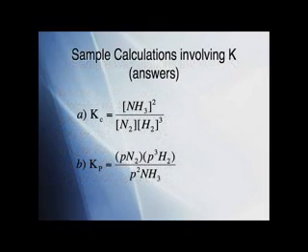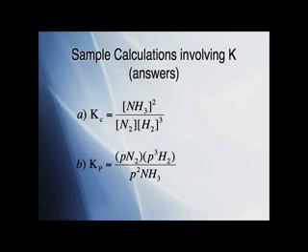Welcome back. Let's see how you did. The first reaction was the reaction of nitrogen gas and hydrogen gas to form ammonia, or NH3. Remember, when we do an equilibrium constant expression, and this one we're doing in terms of concentrations, we would have the molar concentration of NH3 squared divided by the molar concentration of N2 and the molar concentration of H2 cubed. So check and see how you did.